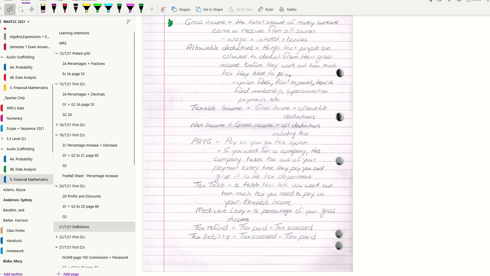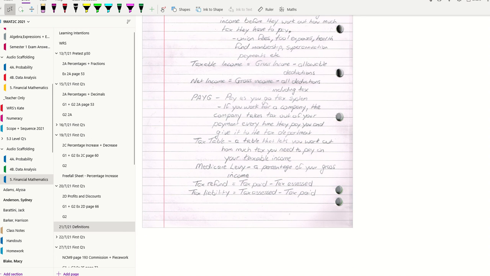Okay, so allowable deductions. Allowable deductions are things that people are allowed to deduct from their gross income before they work out how much tax they have to pay. So they're things like union fees, tool expenses, health fund membership, superannuation payments, etc. They're things related to your work, and they've said they're allowable. So before you work out how much money you're going to pay tax on, you subtract them from your gross income. So you don't pay tax on that money that you spend on those items.